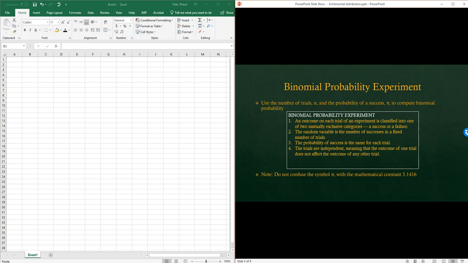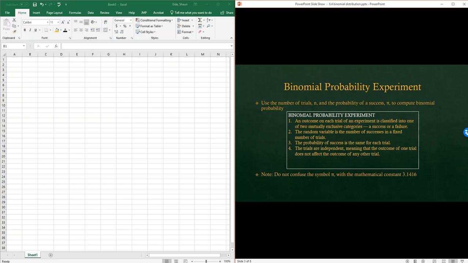First, an outcome on each trial of an experiment is classified into one of two mutually exclusive categories, a success or a failure. For instance, when we were working with the dice, above three, equal to or less than three, or equal to or greater than four, that would work because it's a binomial probability. It's either equal to or above 4 or equal to or less than 3. There's only two options, and they're mutually exclusive.